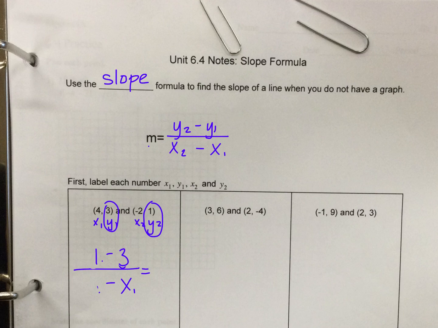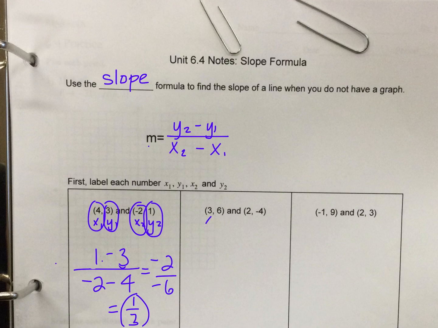Instead of x2, I would use a negative 2. Instead of x1, I would use the 4. So you type in your calculator, 1 minus 3, it's negative 2. Negative 2 minus 4, that'd be negative 6. Negative 2 over negative 6. You could also type that straight in your calculator and it would give you 1/3. And that's your answer for that one.